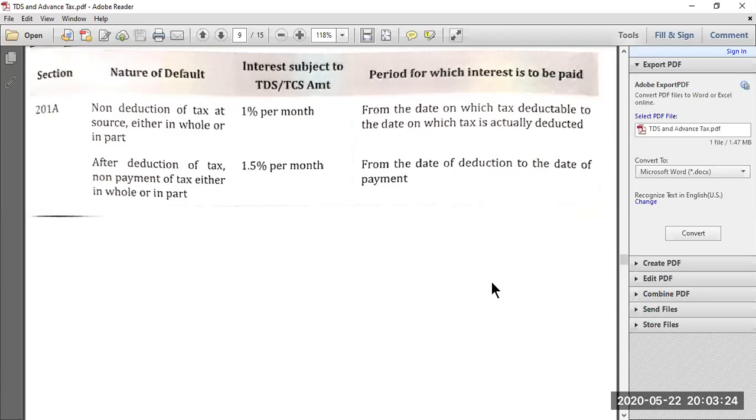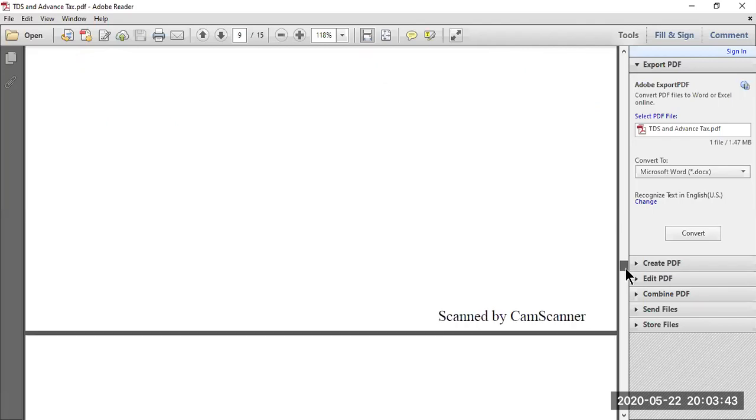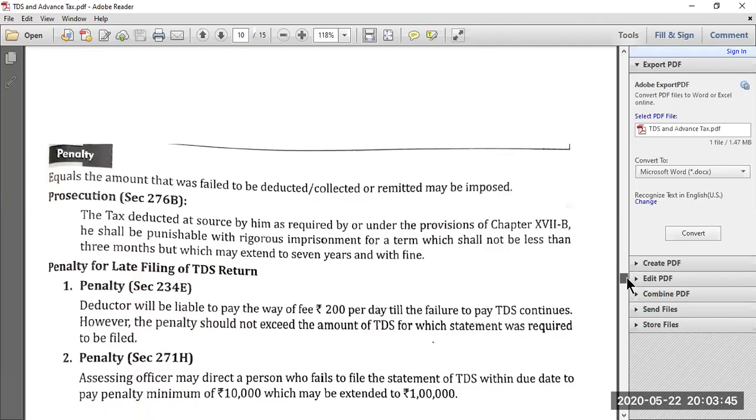Then again, after deduction of tax, there is non-payment of tax either in whole or part. If you have deducted but not made a payment in part or full, in such a case of non-deposit or non-remittance of TDS after making deductions, simple interest of 1.5% per month will be levied till you make the remittance of TDS to the tax authorities.